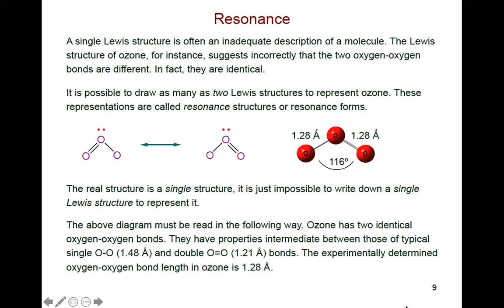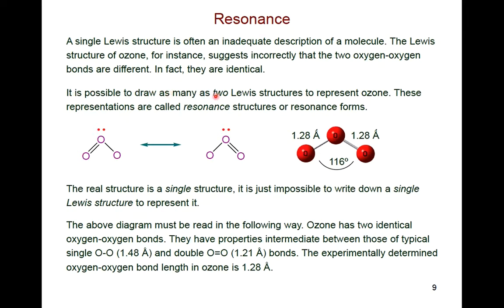All right, we'll talk just for a couple of slides about resonance. For some Lewis structures, for example, in the case of ozone, a single Lewis structure is an inadequate description of the molecule. For example, here with ozone, one could draw it either with a double bond between the central oxygen and the left oxygen, or the central oxygen and the right oxygen. This happens pretty often when we have systems that have double or triple bonds in them. So often a single Lewis structure is an inadequate description of a molecule.